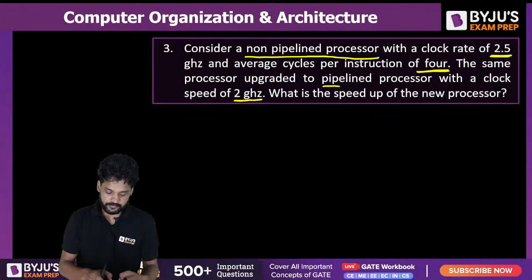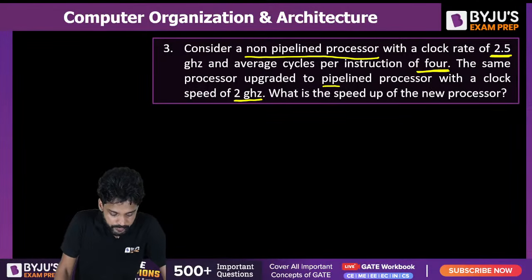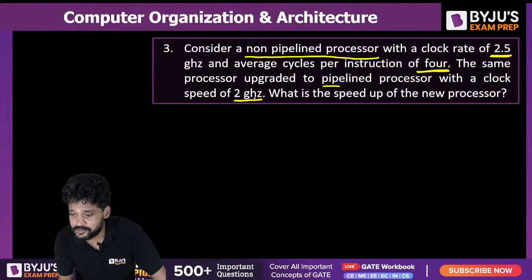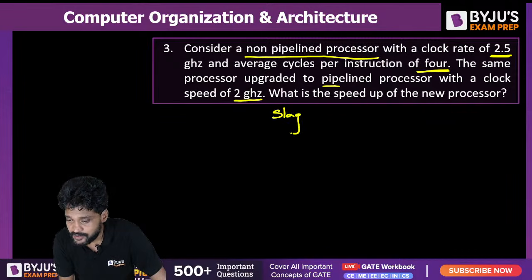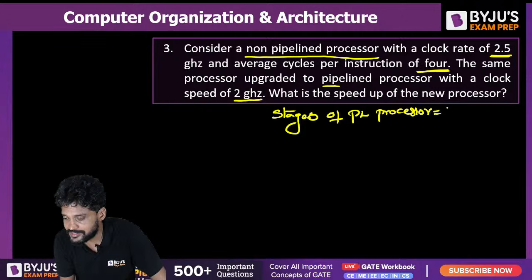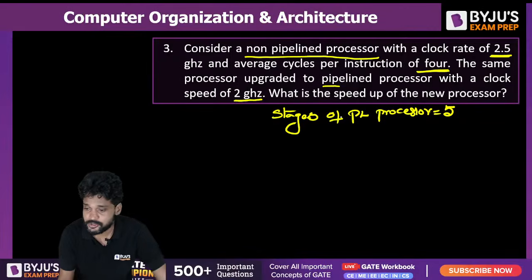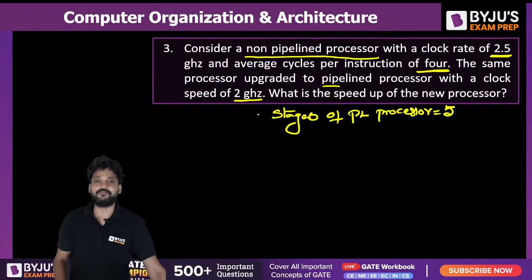Non-pipeline processor, 2 GHz. Let me see the question completely. The same processor upgraded to a pipeline processor with 5 stages, which is missing in the question. The number of stages of the pipeline processor is 5. It's been missing, but due to the internal delay, the clock speed is reduced to 2 GHz. And what is the speed up? This is the question here.